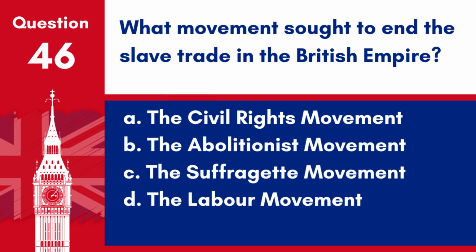Question 46. What movement sought to end the slave trade in the British Empire? A. The Civil Rights Movement. B. The Abolitionist Movement. C. The Suffragette Movement. D. The Labour Movement. Answer: B. The Abolitionist Movement. The Abolitionist Movement sought to end the slave trade and slavery in the British Empire.